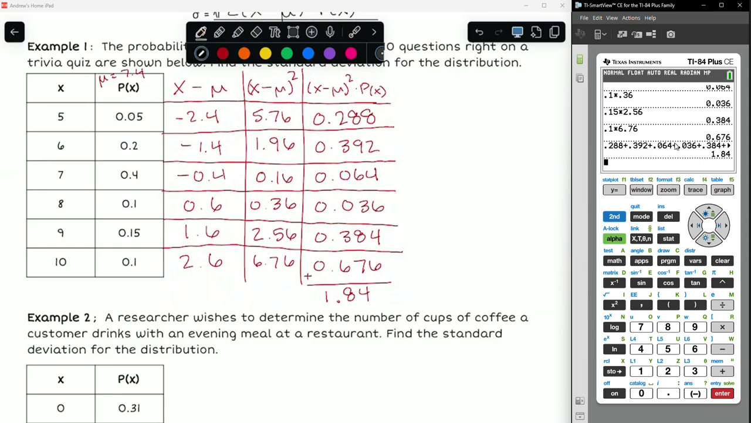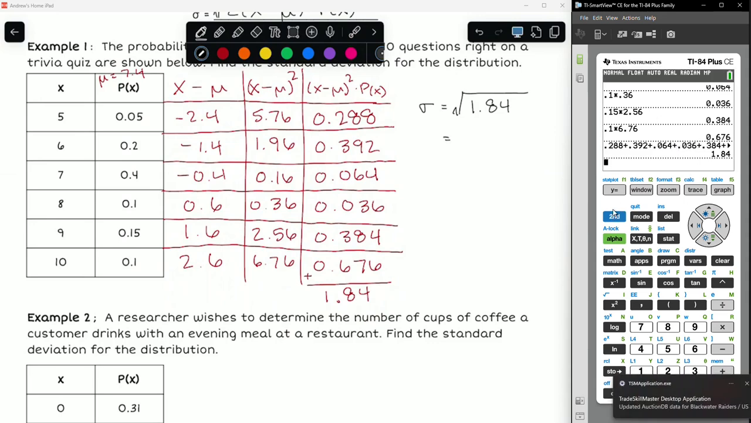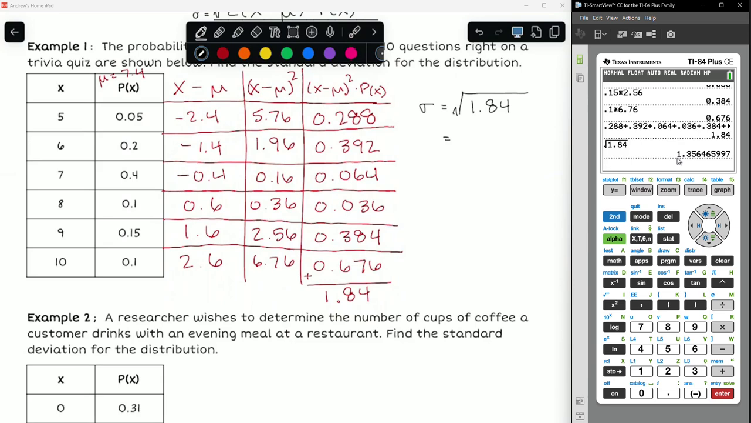In order to get my standard deviation, I need to take the square root of that value, because what I just found here is my variance. The standard deviation is the square root of the variance. So the square root of 1.84, and we get 1.36 rounded.